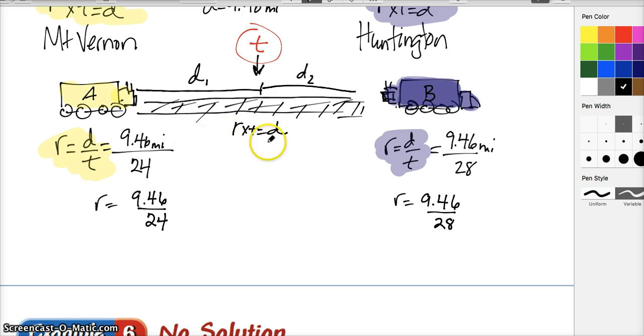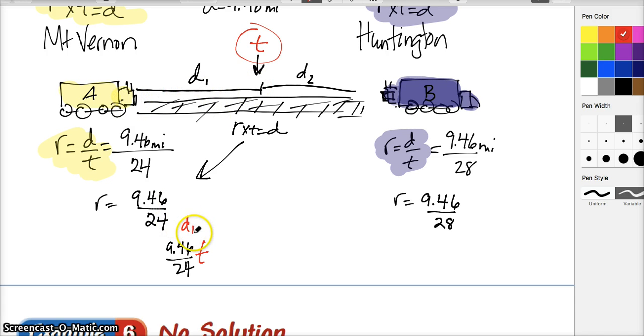So remember, rate times time equals distance, right? So let's find out what distance 1 would be. I'm going to write it down below. It would be 9.46 divided by 24 times T. I'm going to use this red T because that's the one we're talking about. Times T would be this distance 1.